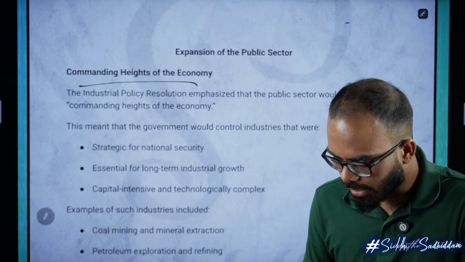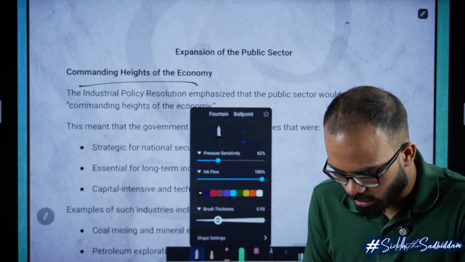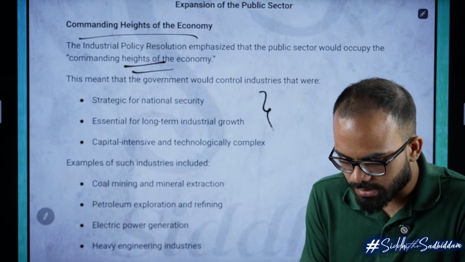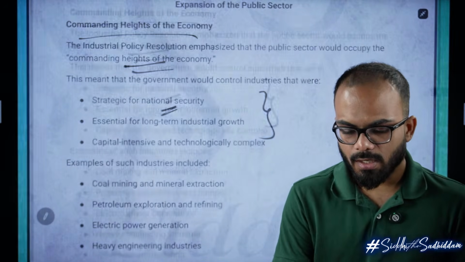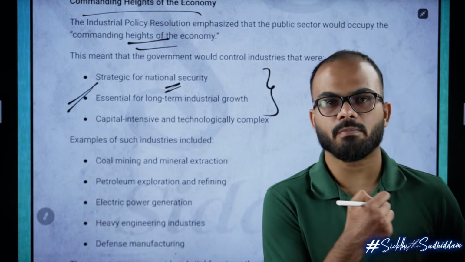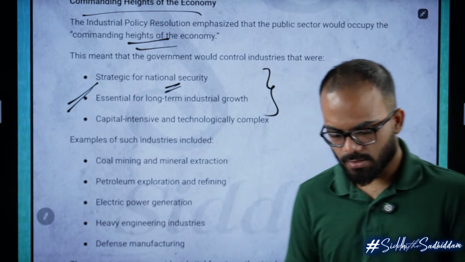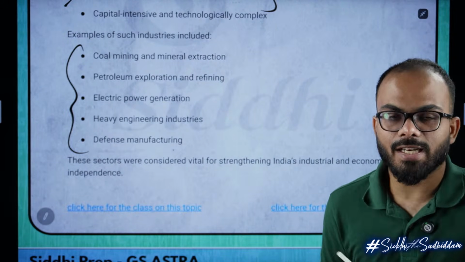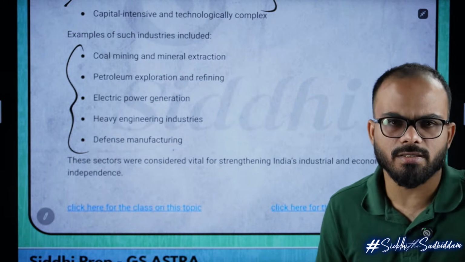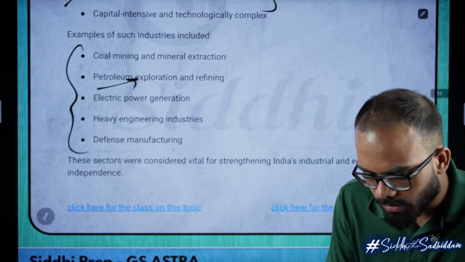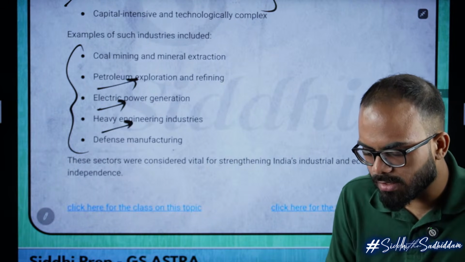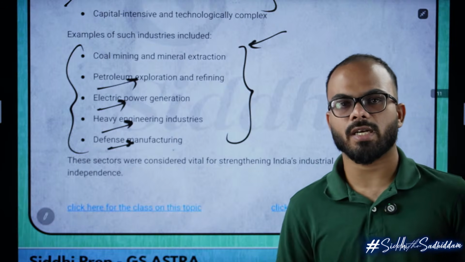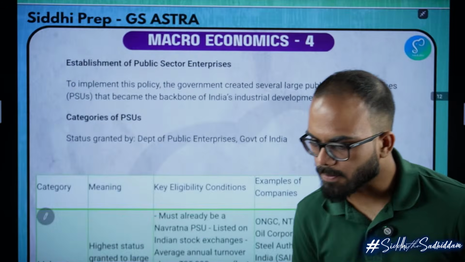The meaning is government or public sector will occupy the commanding heights within the economic system, and all those industries that are necessary for national security will be controlled. It will be held by public sector itself. This is called commanding heights doctrine. Back then energy security was important, even today it is. So petroleum, electric power, heavy engineering industries, defense manufacturing, all these industries were included in the commanding heights doctrine.